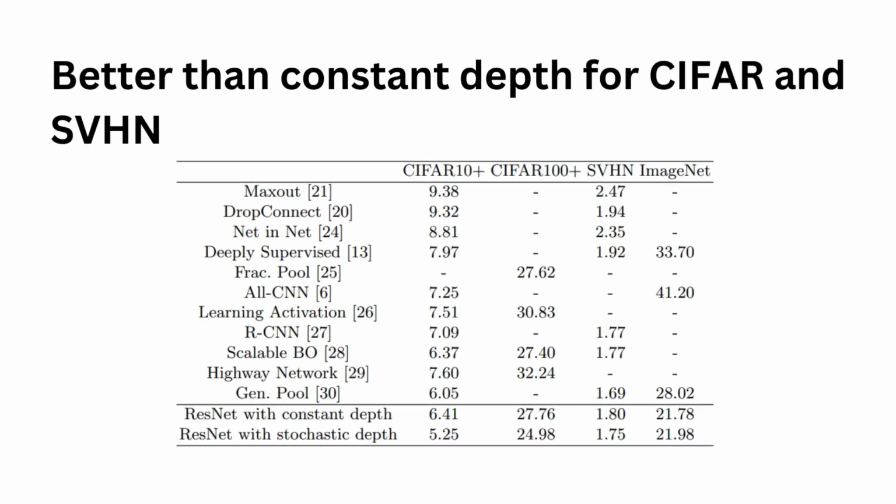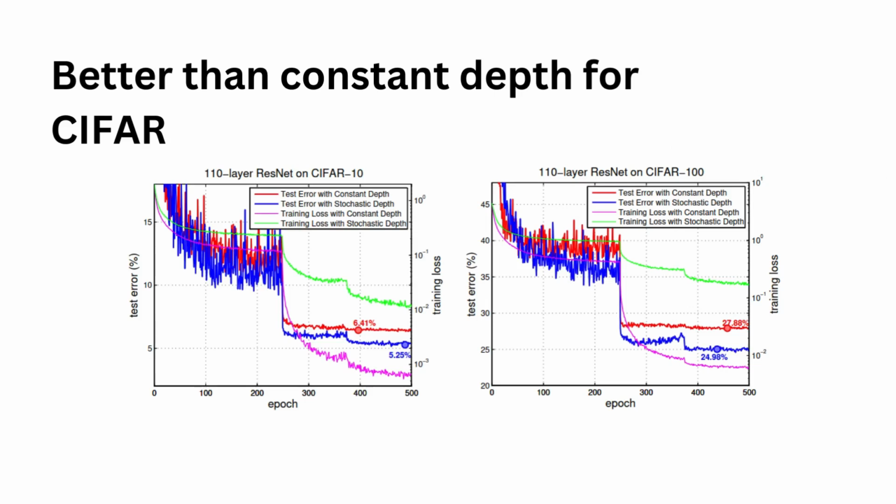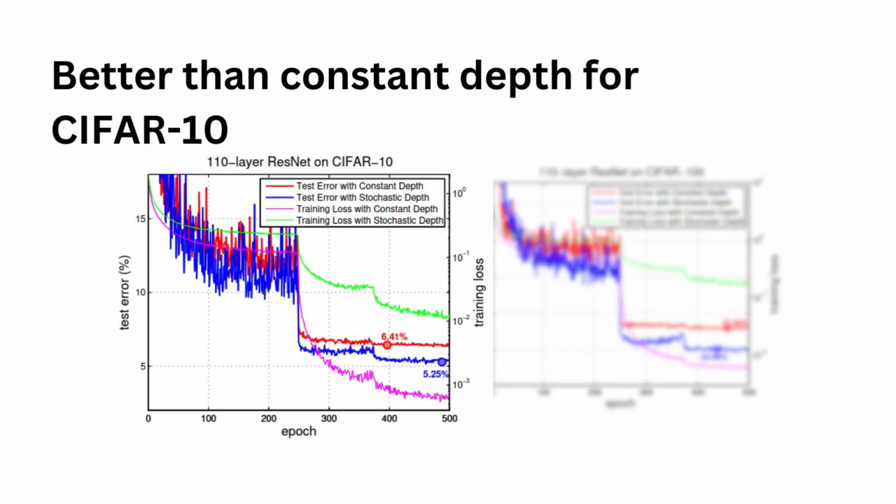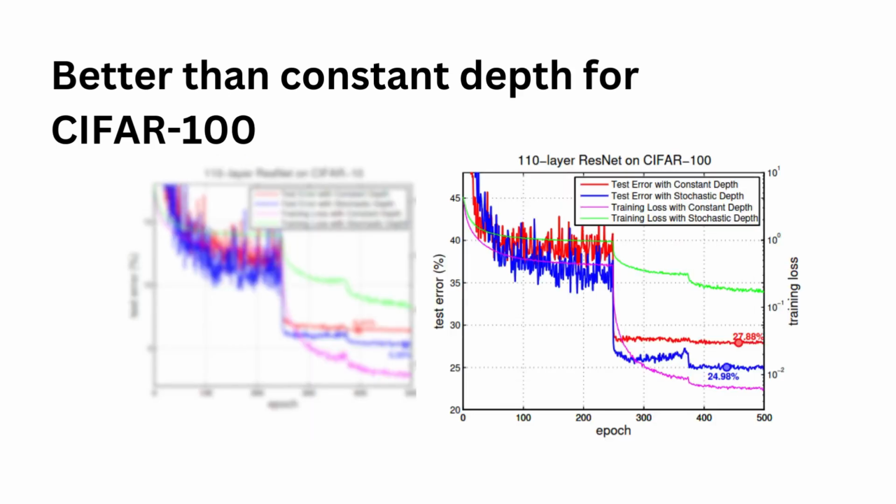First off, stochastic depth was better than constant depth for both CIFAR and SVHN, although marginally for the latter. They even were able to gain a state-of-the-art result at the time on the CIFAR benchmark. Checking CIFAR in more depth, we have the following. For CIFAR 10, for 110 layers, we have a solid gap between the two on the test set. So stochastic depth is much better. Same story is happening on CIFAR 100.